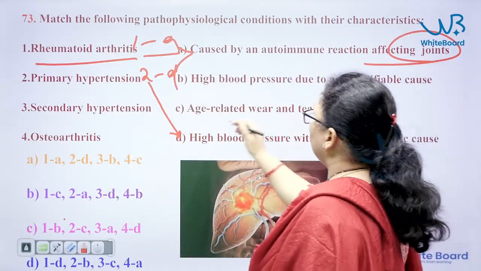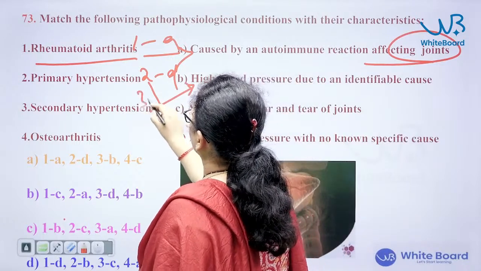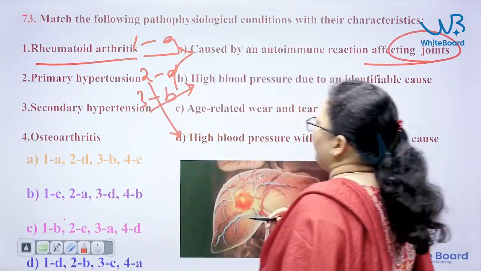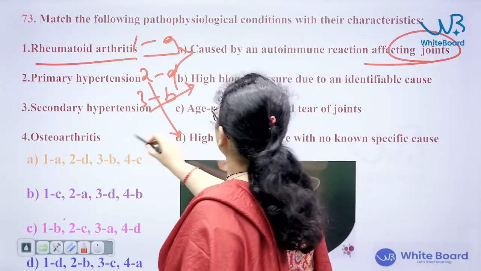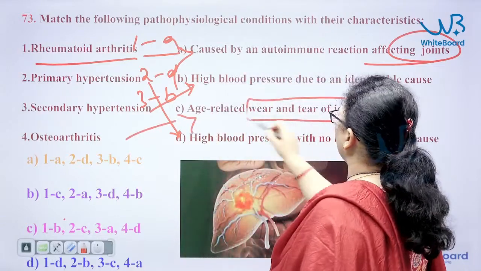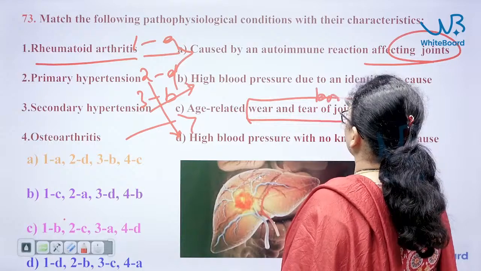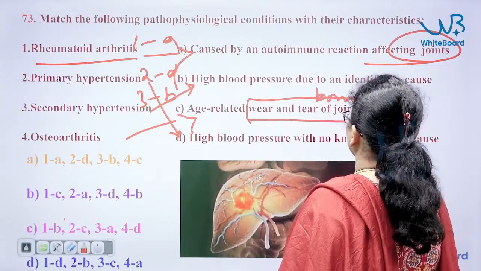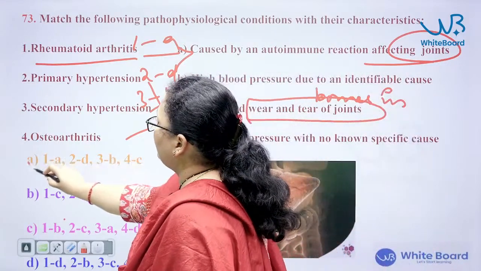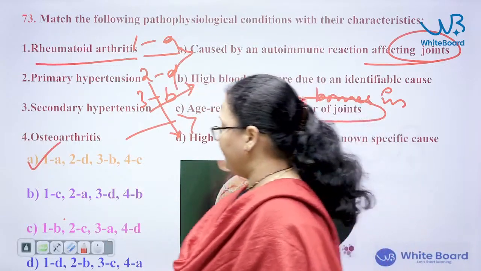So, where is the other? This one. Next, the leftover, osteoarthritis, age related wear and tear of the joints. Bones in joints, there is a correction. So, the correct option is option A.